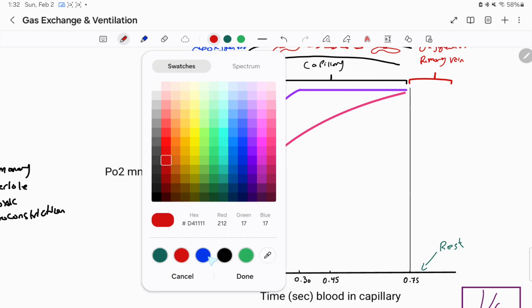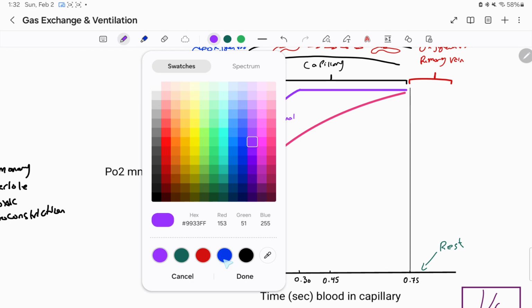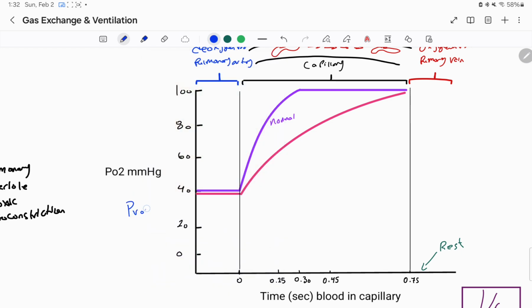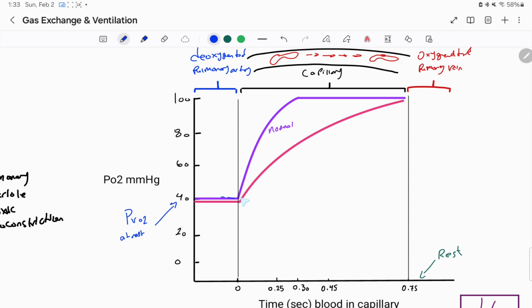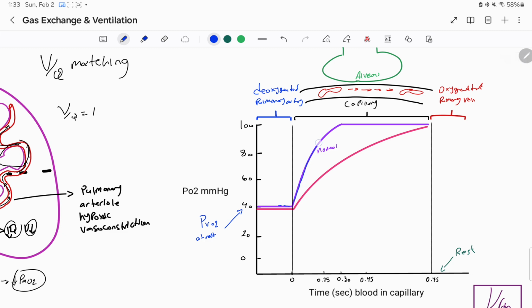Here in purple is a regular guy, a normal individual. In a normal individual, what do you guys remember the partial pressure of the venous oxygen was at rest, the deoxygenated? It was about 40. So at 40, it's still traveling through that pulmonary artery, still deoxygenated, and boom, it makes it to the capillary. And as it's making its way to the capillary, it's doing gas exchange, boom. It hits 100 here. How long did that take?